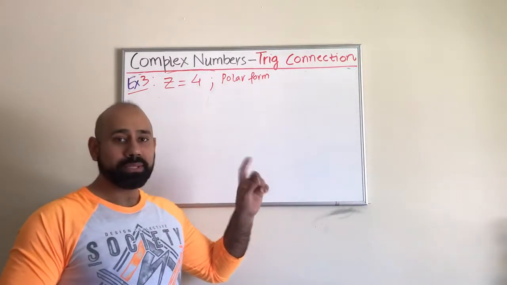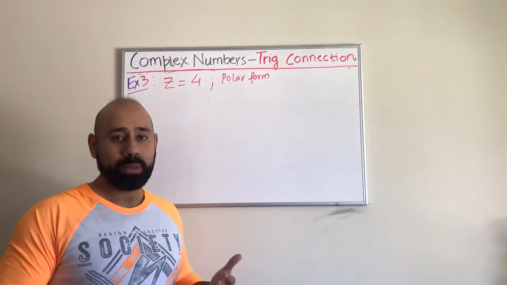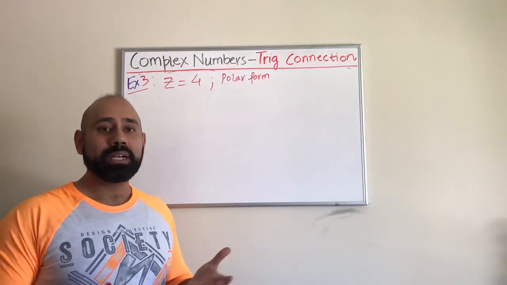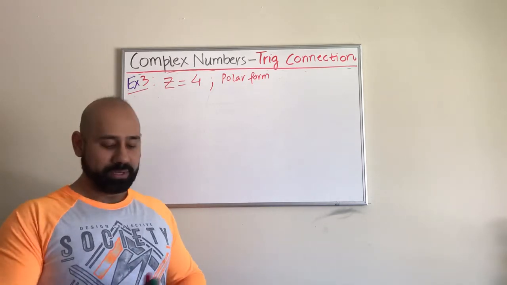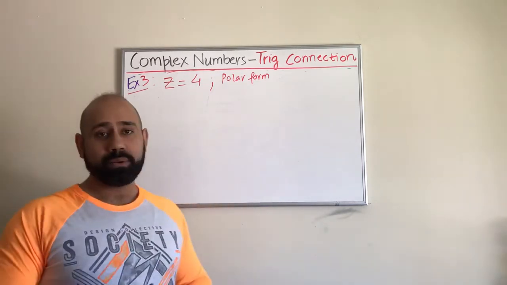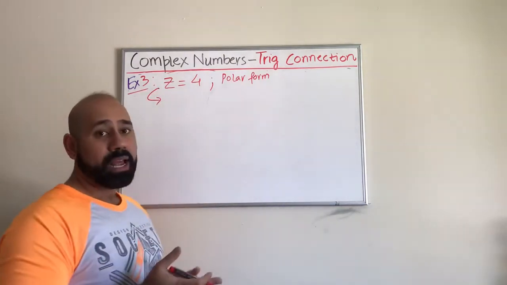Let us look at example 3. Here we have z equals 4 and we want to convert it into the polar form. Guys, it may look like it's a real number, but we already know that every real number is also a complex number. So in order to write this in the polar form, the first thing that we can do is rewrite this with a real part and an imaginary part.